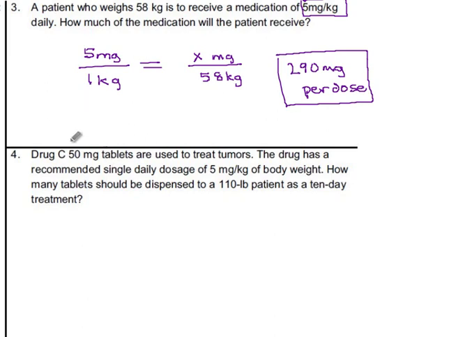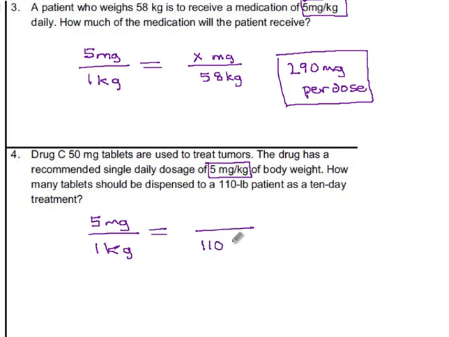Here, same kind of thing happens actually. Drug C tablets are used to treat tumors. The drug has a daily dosage of 5 milligrams per kilogram. So fraction equals fraction. Again, we're doing 5 milligrams per 1 kilogram, which is what it says on the packaging. And then we're dispensing to a 110-pound patient.